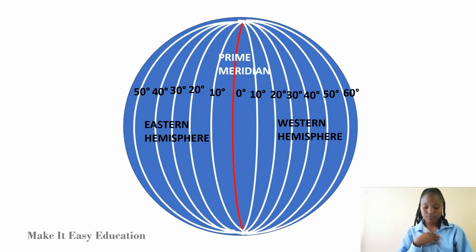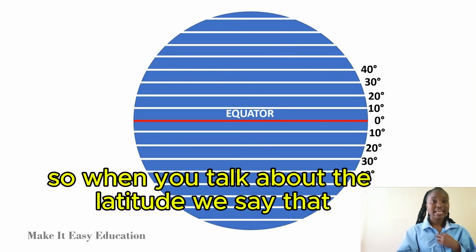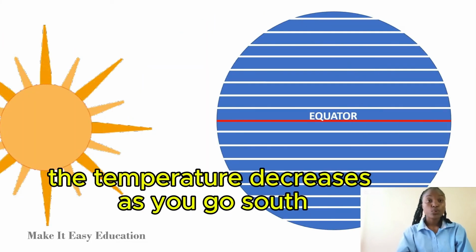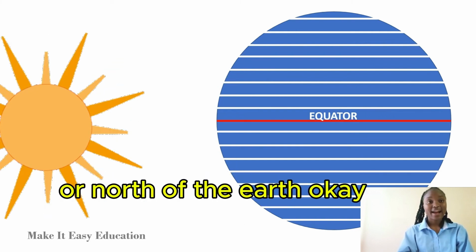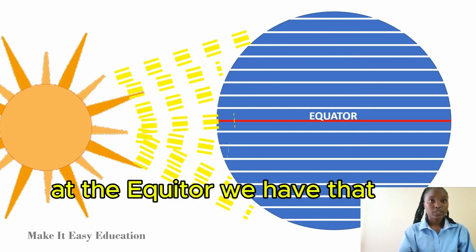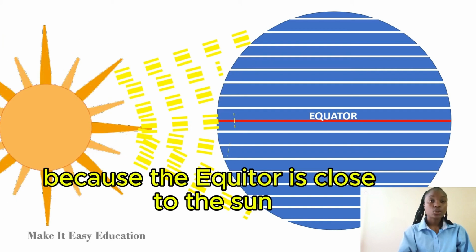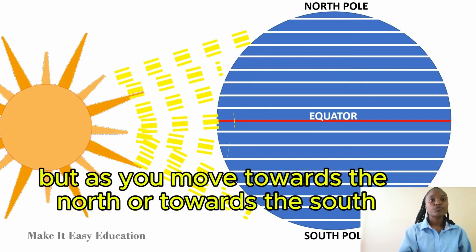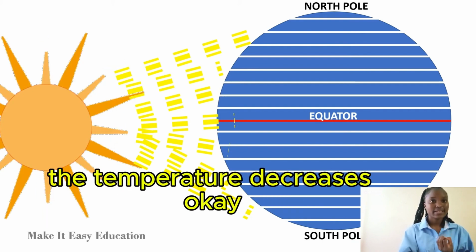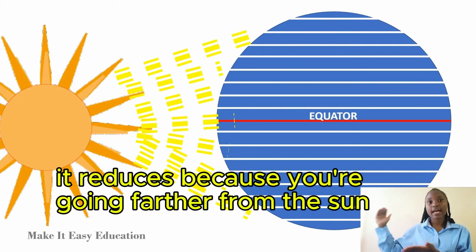Okay, so when we talk about the latitudes, we say that the temperature decreases as you go south or north of the earth. Okay, because at the equator we have that the temperatures are high because the equator is close to the sun, but as you move towards the north or towards the south, the temperature decreases. Okay, like it reduces because you're going further from the sun.